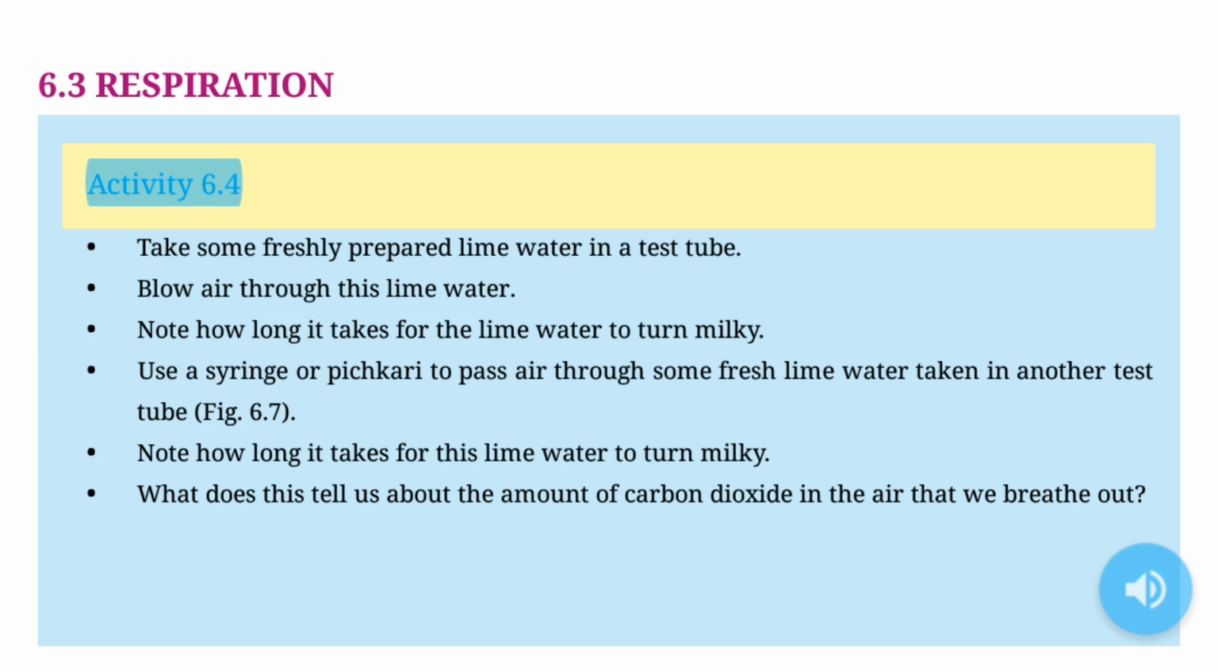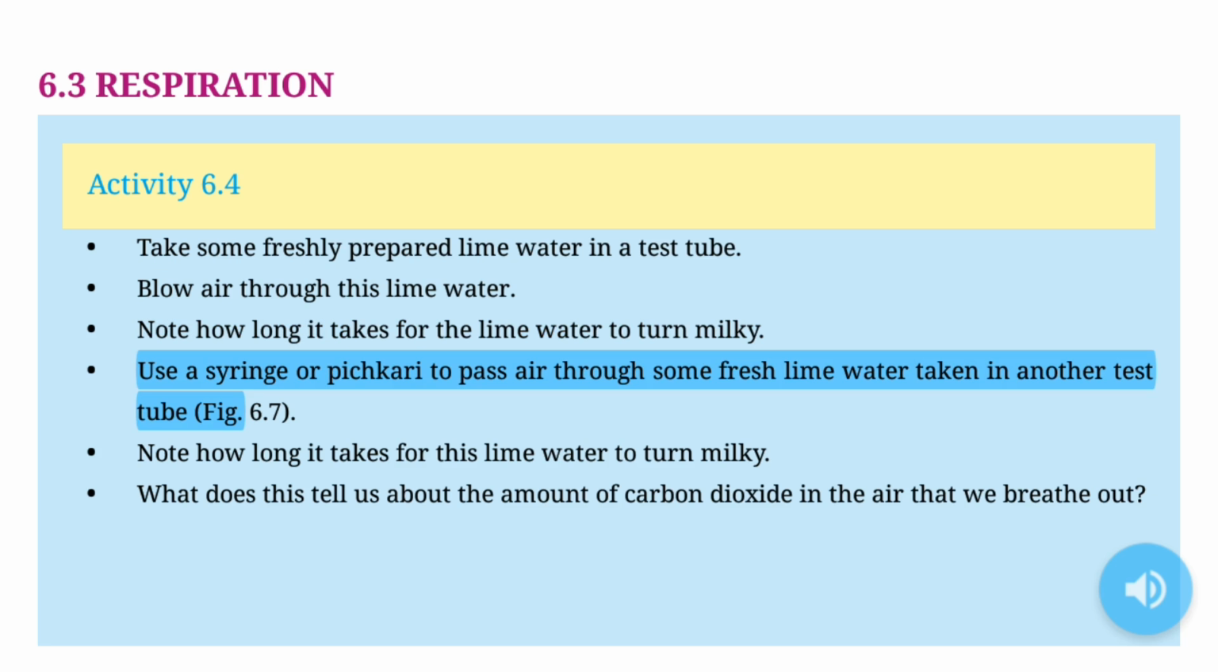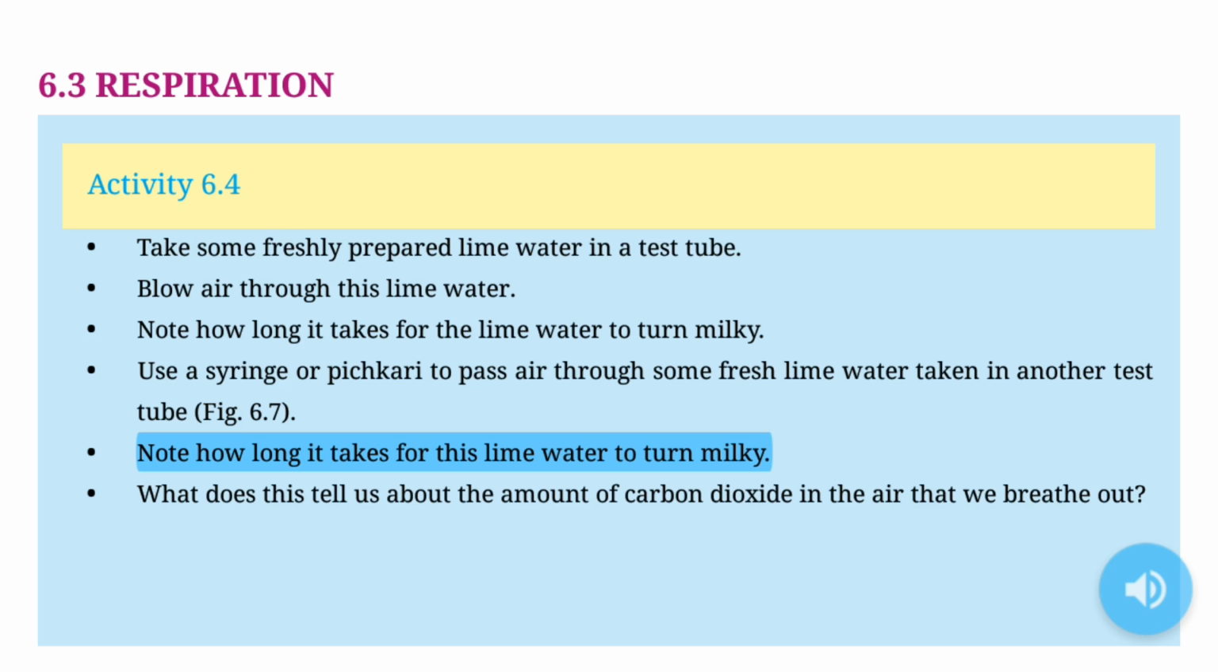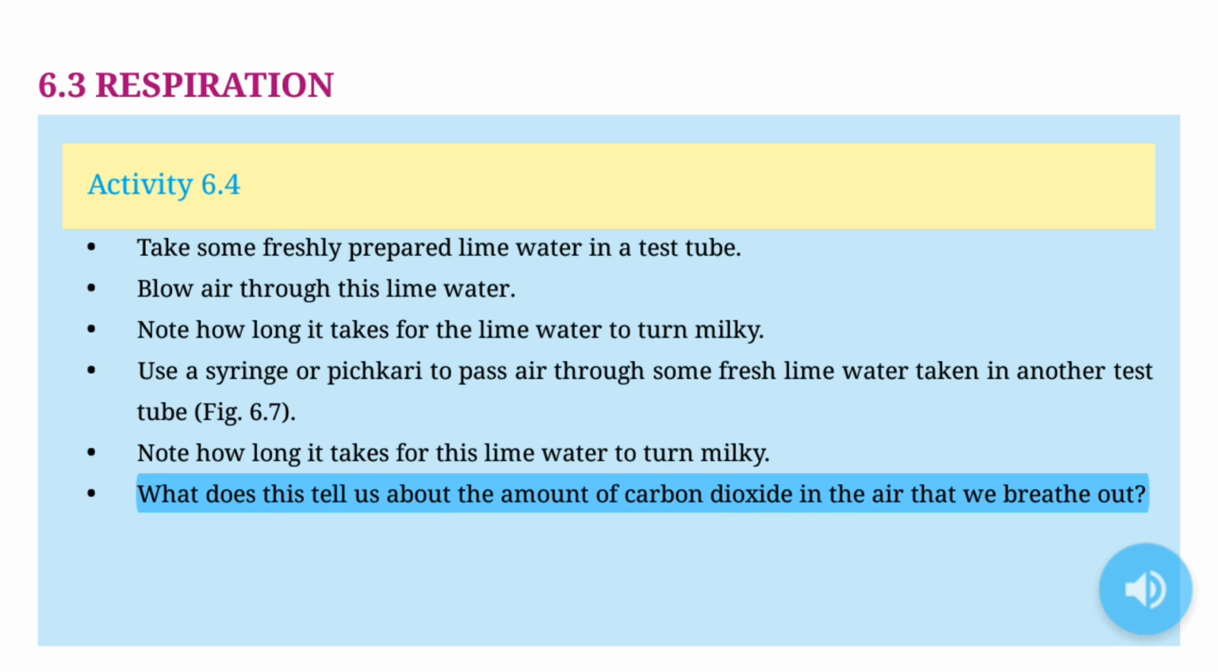6.3 Respiration. Activity 6.4. Take some freshly prepared lime water in a test tube. Blow air through this lime water. Note how long it takes for the lime water to turn milky. Use a syringe or pitchfork to pass air through some fresh lime water taken in another test tube, Fig. 6.7. Note how long it takes for this lime water to turn milky. What does this tell us about the amount of carbon dioxide in the air that we breathe out?